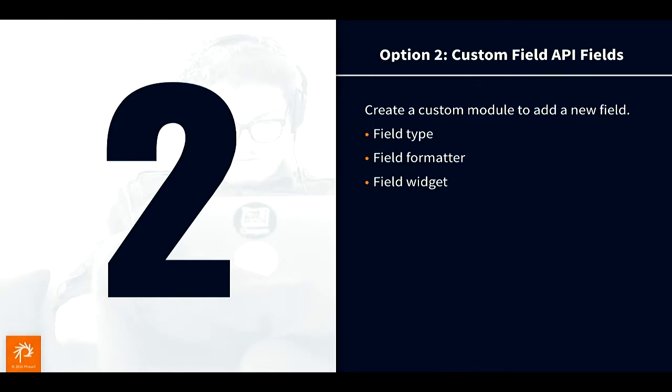So when you're creating a new field, there are going to be 3 elements to consider. You're going to have the field type itself, which includes the database schema that's going to capture all your different data points for your field. You're going to have the field formatter, which outputs your field data. And third, you're going to have the field widget, which is the thing that accepts input from the admin user.